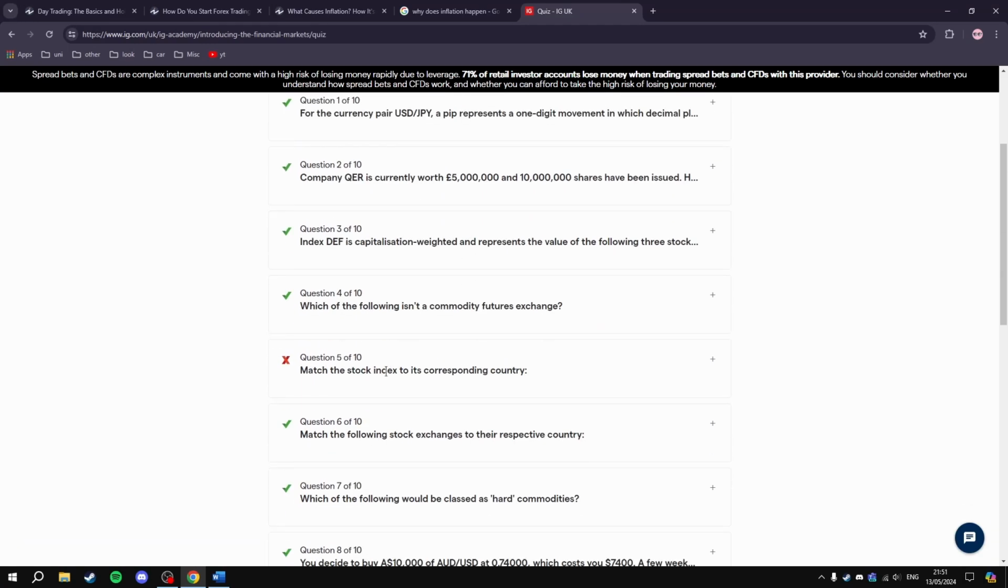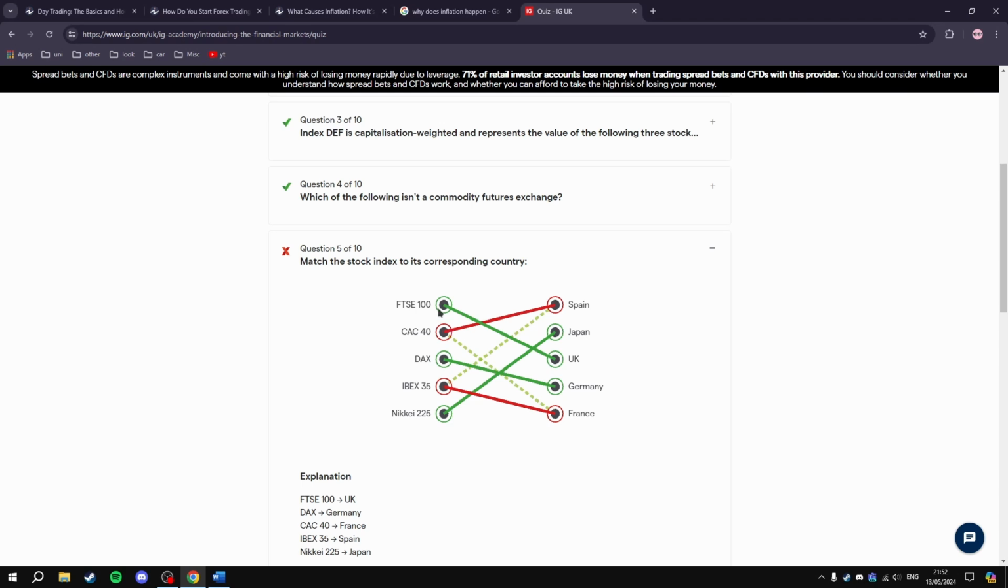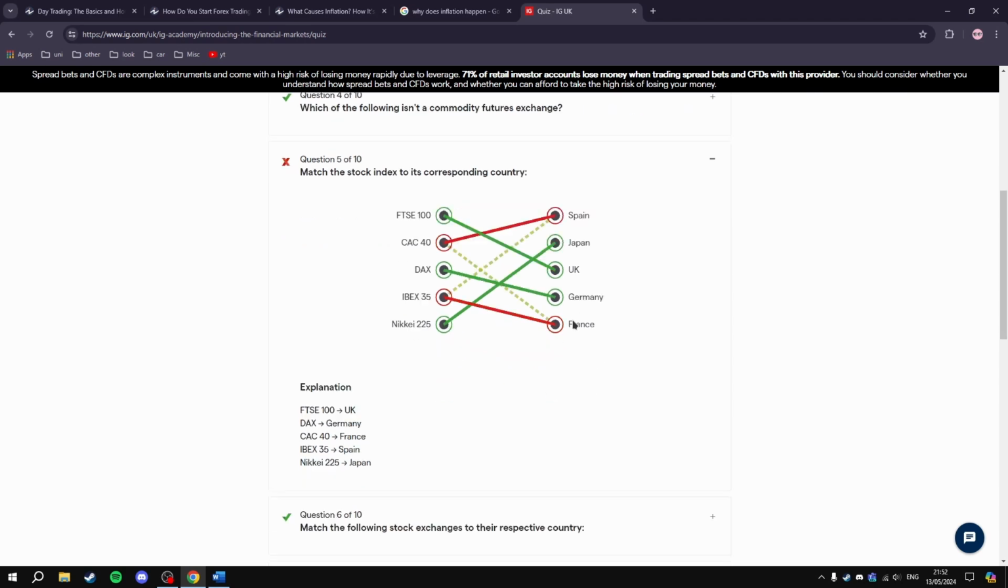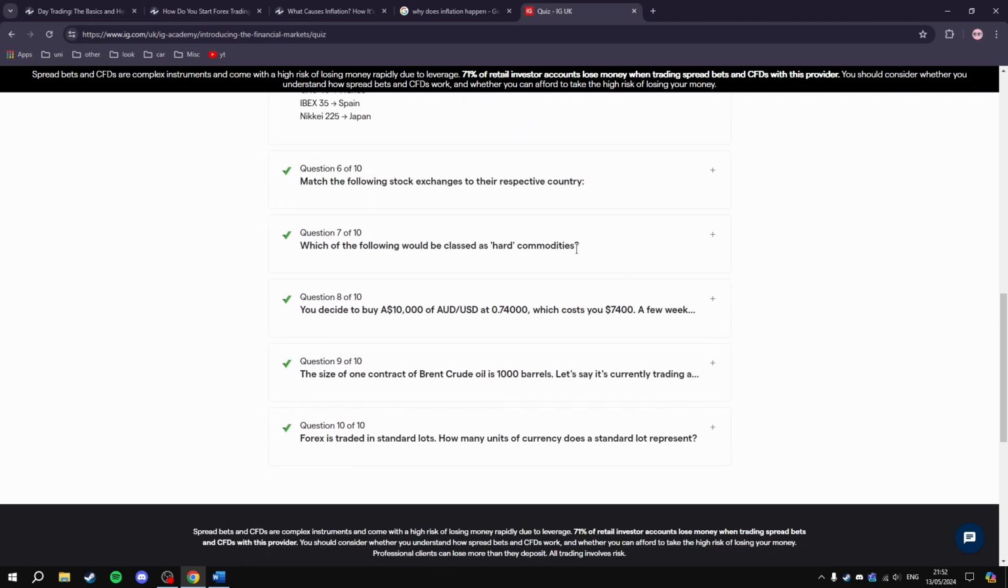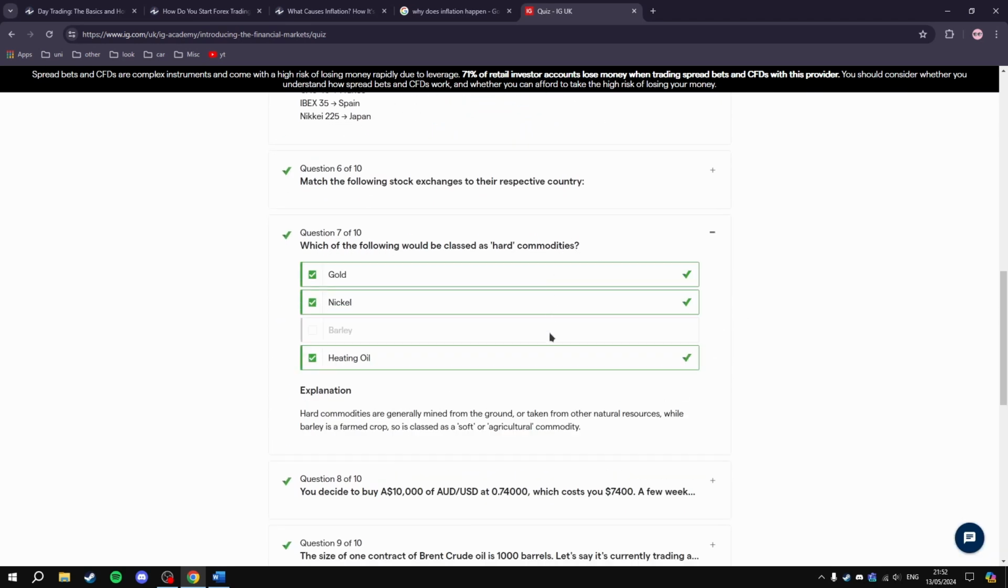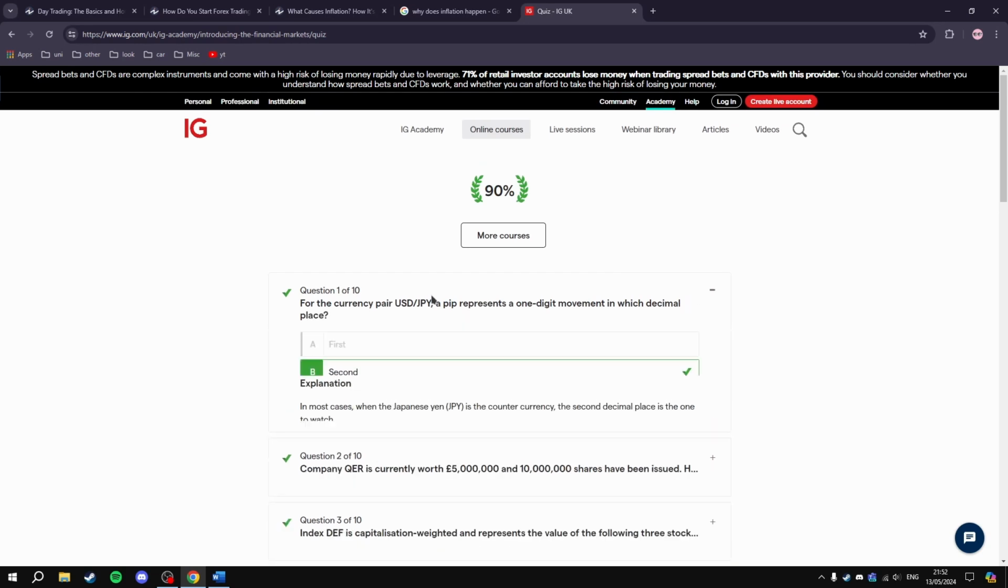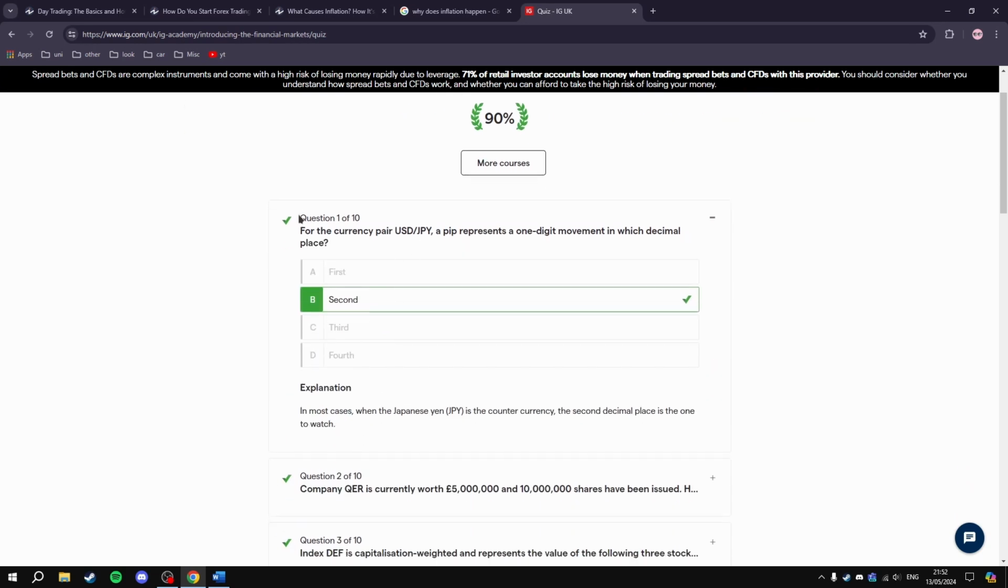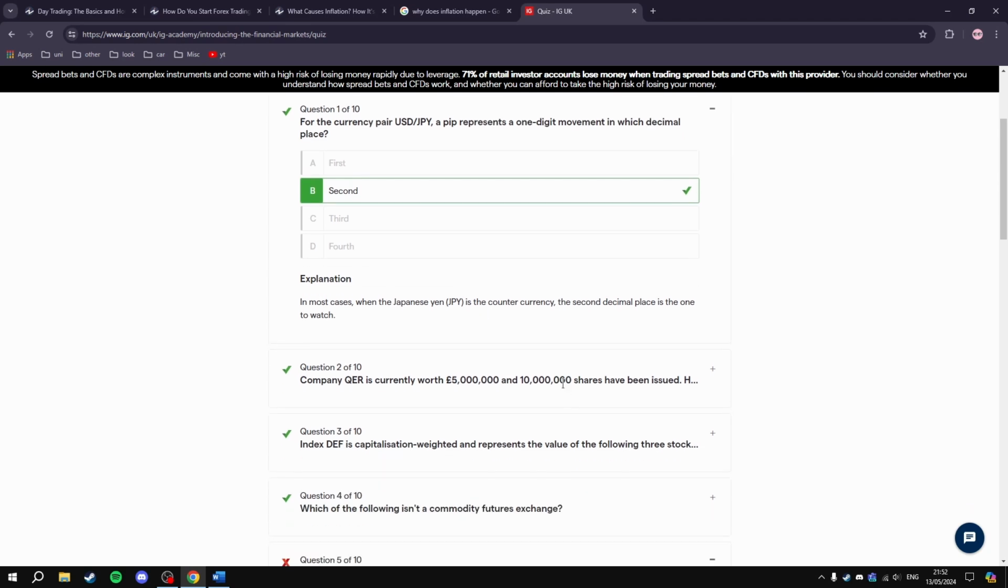Okay, nice. Which one have I got wrong? So FTSE. Oh, CAC is for France and IBEX is for Spain. Right. Okay. Explanation: in most cases, when JPY is a counter currency, the second decimal place is the one to watch.